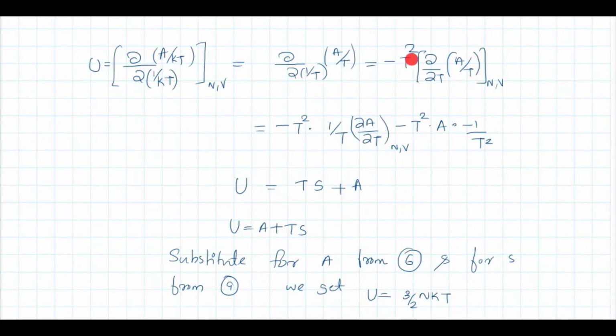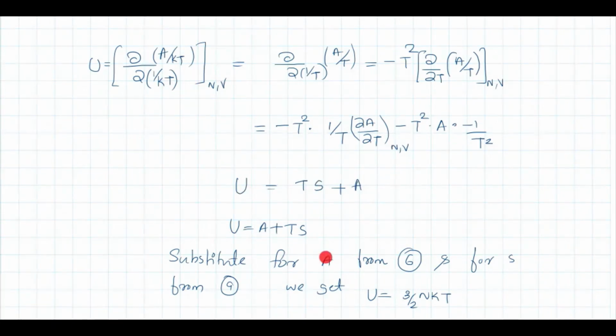So that will be something like this. And this is minus t square into, applying the product rule, 1 by t into dou a by dou t minus t square into a into 1 by t derivative, which is minus 1 by t square. Now this minus of dou a by dou t is nothing but s, so this will give you ts, and this is nothing but a. So u is a plus ts.